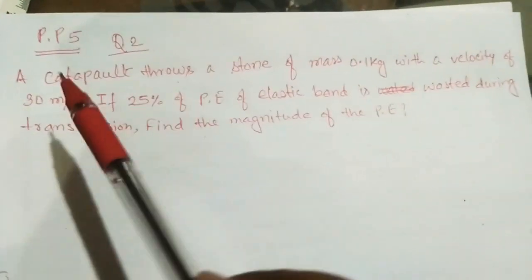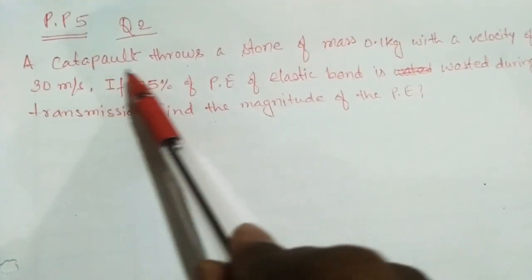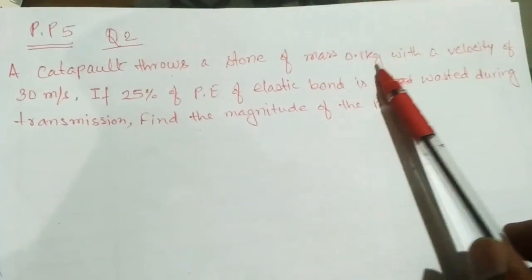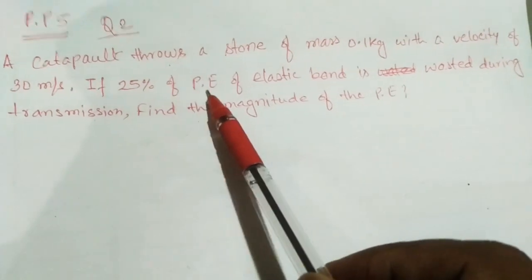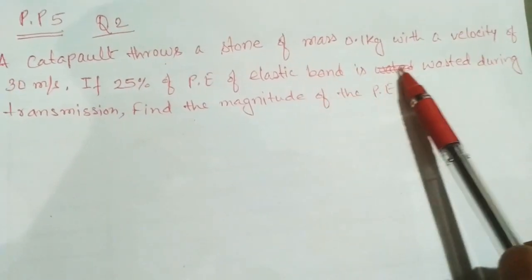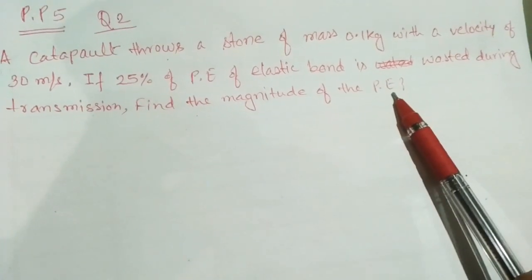Now let's move to the numerical section. See here the question, practice problem 5, question number 2. A catapult throws a stone of mass 0.1 kg with a velocity of 30 meter per second. If 25% of potential energy of elastic band is wasted during transmission, find magnitude of potential energy.